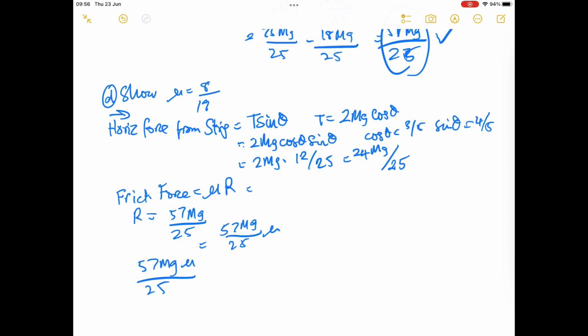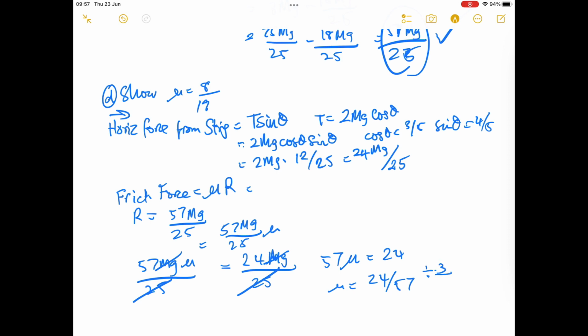And you can cancel out the 25s, multiply both sides by 25. And you can get rid of the mg's as well. You're left with 57 mu equals 24. Mu equals 24/57. And then you simplify that, divide by 3 both top and bottom, and you get 8/19 for mu. And that is it. That's all right.